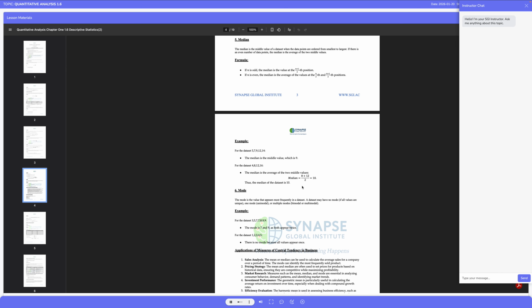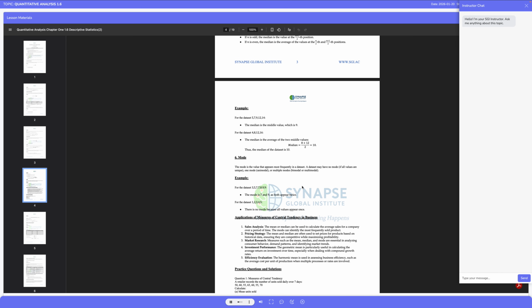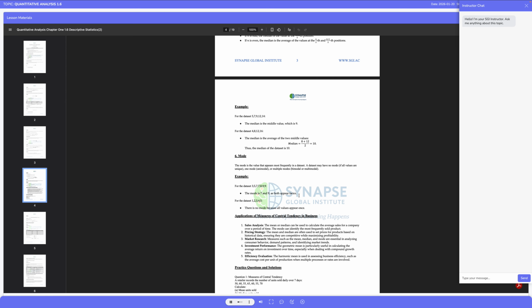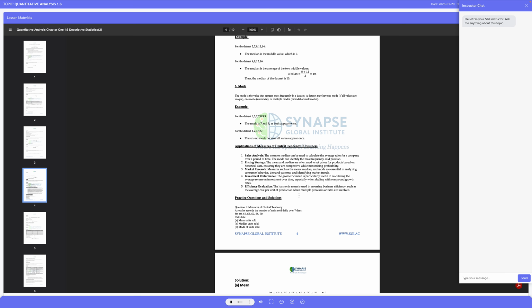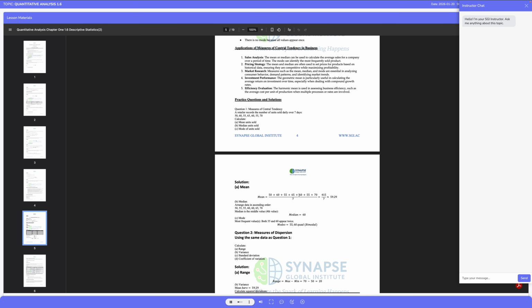Measures of central tendency have wide applications in business. In sales analysis, the mean or median can be used to calculate average sales performance, while the mode helps identify the most frequently sold product. In pricing strategy, averages based on historical data assist in setting competitive prices. In market research, these measures summarize consumer behavior and preferences. In investment analysis, the geometric mean is essential for evaluating long-term returns, and in efficiency analysis, the harmonic mean is appropriate for averaging rates, such as cost per unit or speed of operation.